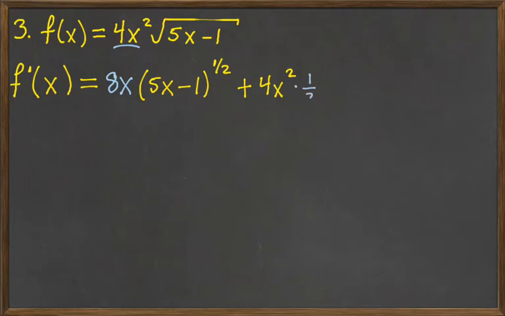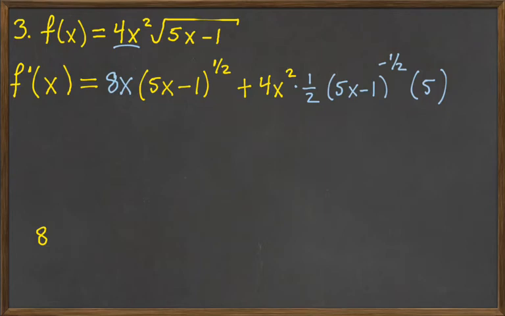So you're going to bring down the 1/2 exponent, 5x minus 1, subtract 1 from the exponent. That'll make it a negative 1/2. And then the derivative of 5x minus 1 is 5, and that's your chain rule going on right there. Okay. So we've taken the derivative.